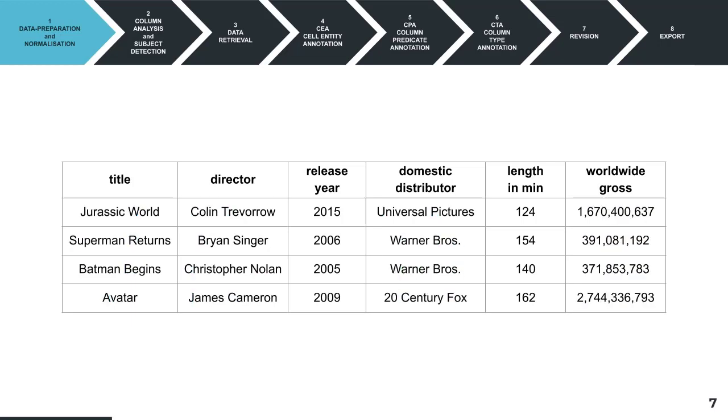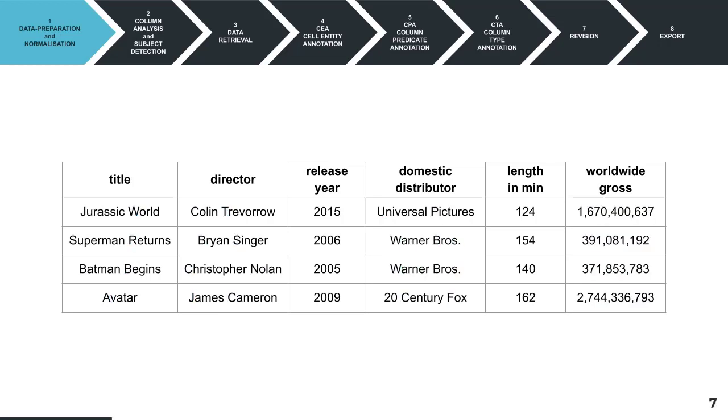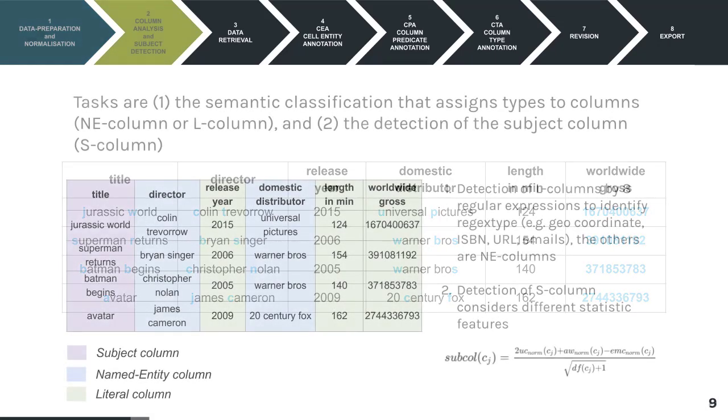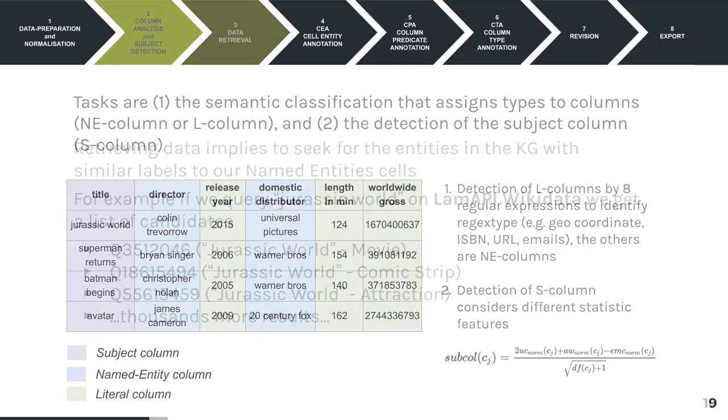Dates are tricky because in this phase we are not able to judge if 2015 is a year or a number, but in general we can normalize them too in a year, month, day format. Next, we analyze columns and assert if they contain named entities or literals. We also seek the subject named entity column using the formula in this slide. In this formula we use different features, for example, fraction of empty cells, fraction of cells with unique content, distance from the first named entity column, and average number of words in each cell.